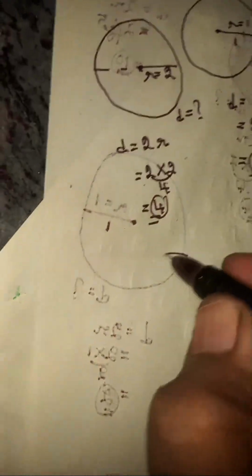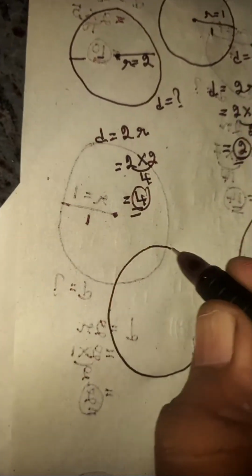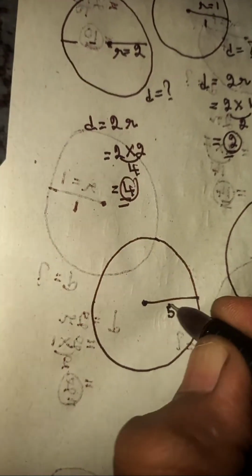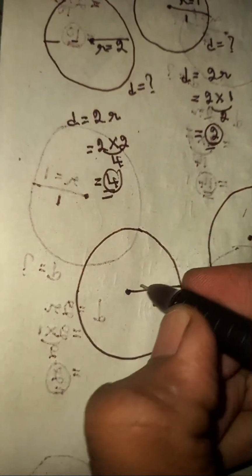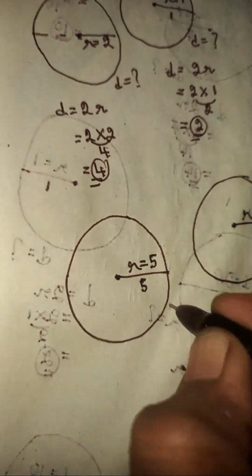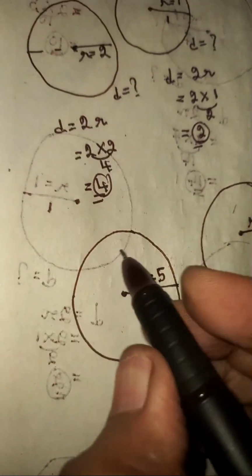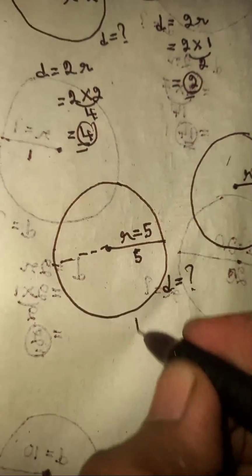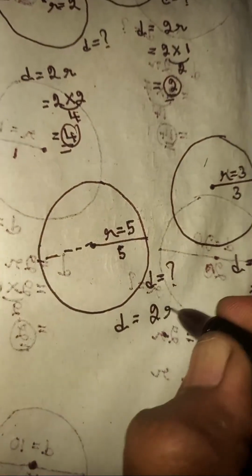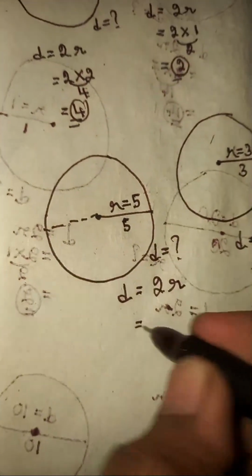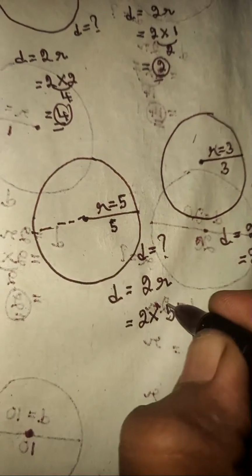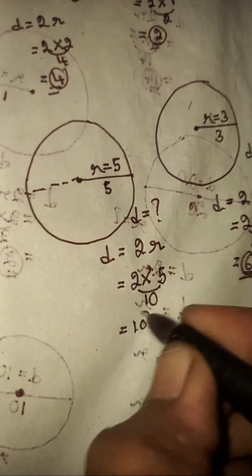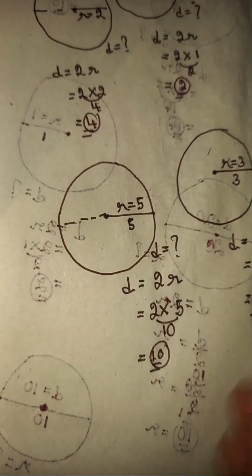Let's take even one more circle. In this circle they have given the radius as 5 units. Find out the diameter. Diameter is obviously 2 times the radius, so it is 2 times 5 units. 2 times 5 units is going to become 10 units. That is the diameter of the circle.